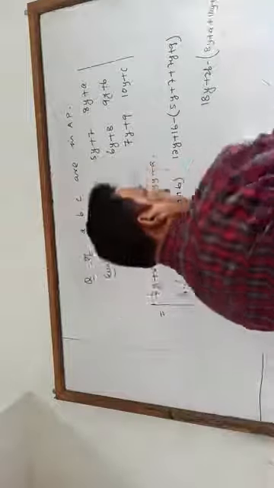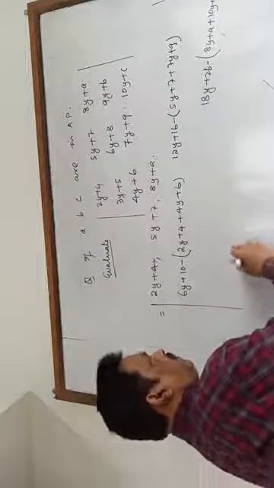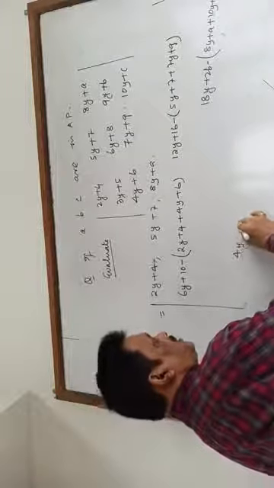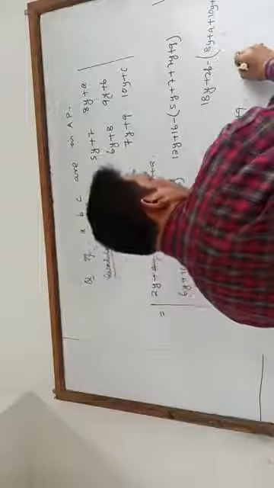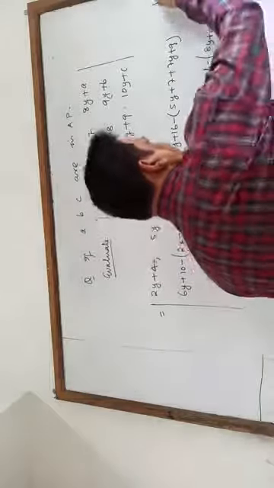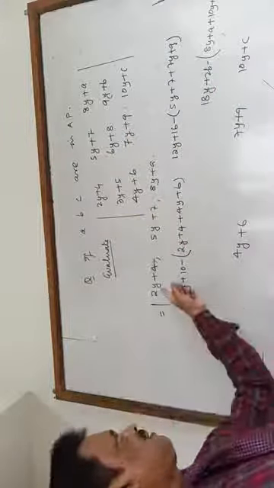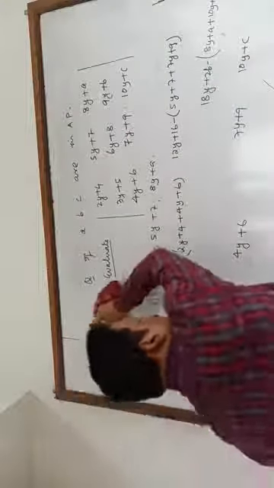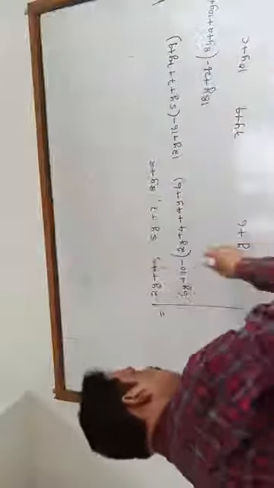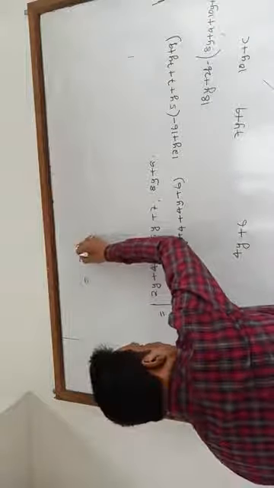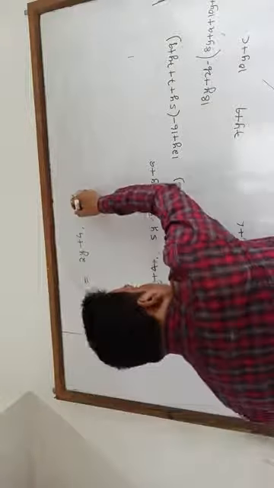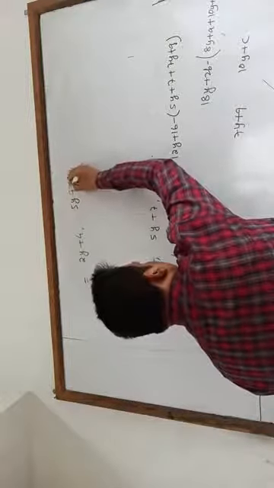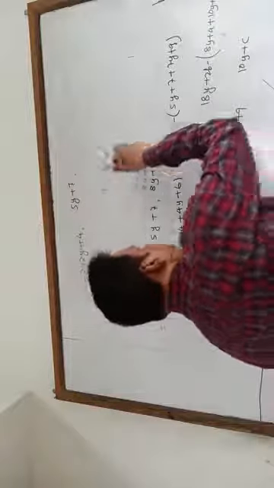Anyhow, other one will be 4y plus 6, 7y plus 9, 10y plus c. This will remain same, no change. This will remain same. So that is 2y plus 4, 5y plus 7, 8y plus 8.